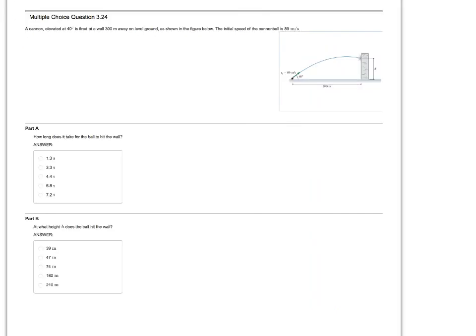For this next one, we have a cannon firing a cannonball at a wall as shown, and it hits the wall at some point here up near the top of the wall. And we want to figure out how long it takes to get there and what height it has when it hits the wall. So I'm going to set up my chart in the x or y direction once again.